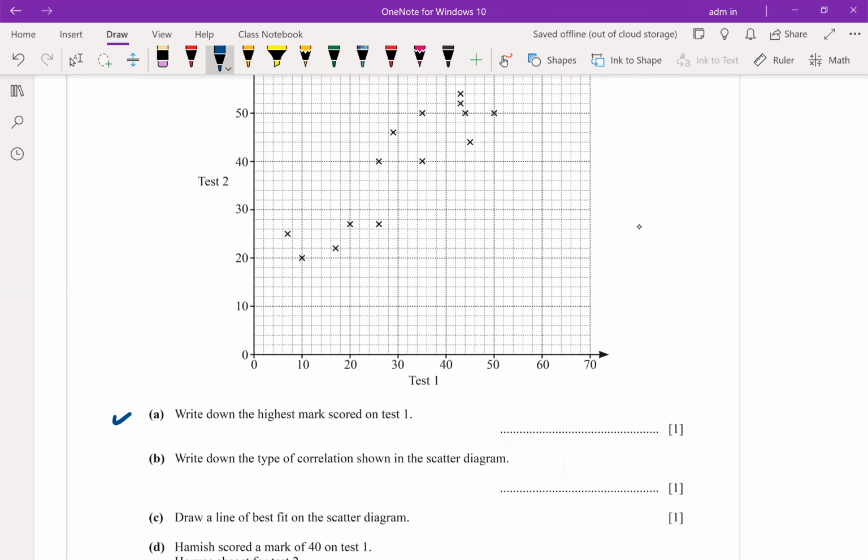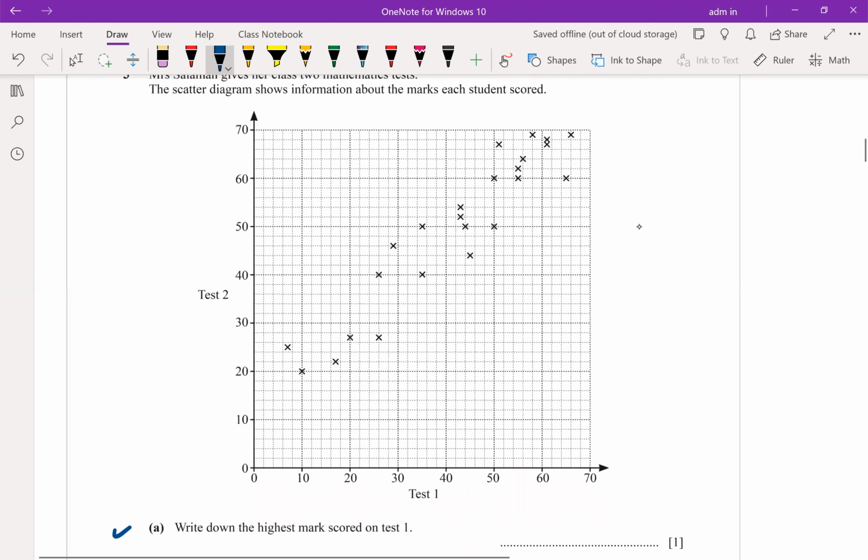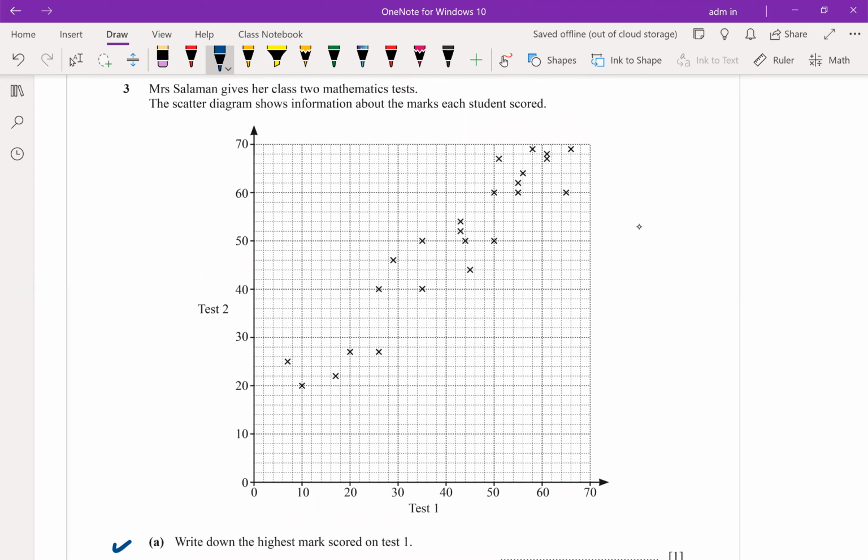Write down the highest mark scored on test 1. What is the highest mark on test 1? This point, right? For each one, the scale represents 0, 2, 4, 6, 8, so each division represents 2. So this one is 60, what?